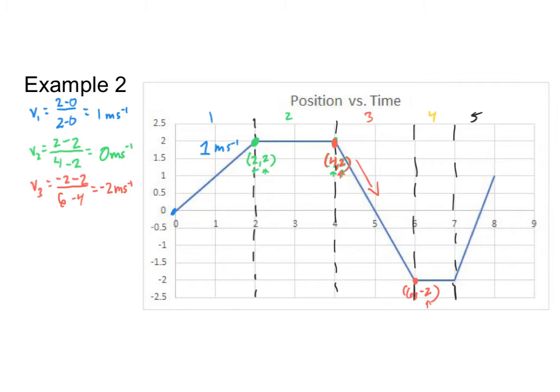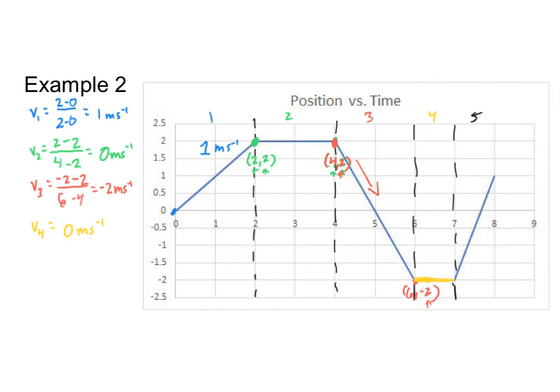Section 4 is flat, just like section 2. And you should recognize that any time you have a horizontal line like this, your velocity is going to be 0 meters per second. And again, we know that because we're not moving. We're staying in the same position. And the graph is just representing that with a flat line.